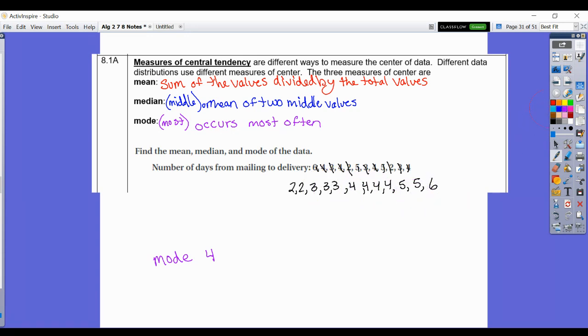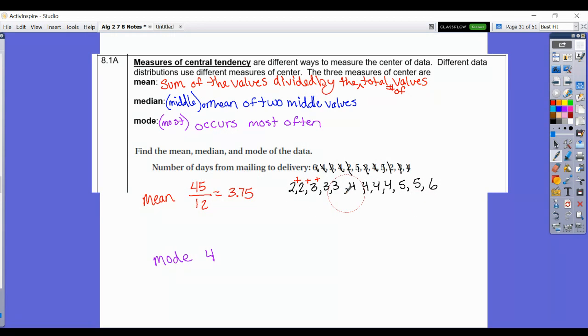All right, let's do them in order now. Mean. So for the mean, we need to add all these up. You can use your calculator if you need to. It's 45. And how many terms are there? 1, 2, 3, 4, 5, 6, 7, 8, 9, 10, 11, 12. There are 12 terms. So we divide by the total number of how many there are. You can divide those 2 numbers and you get 3.75.